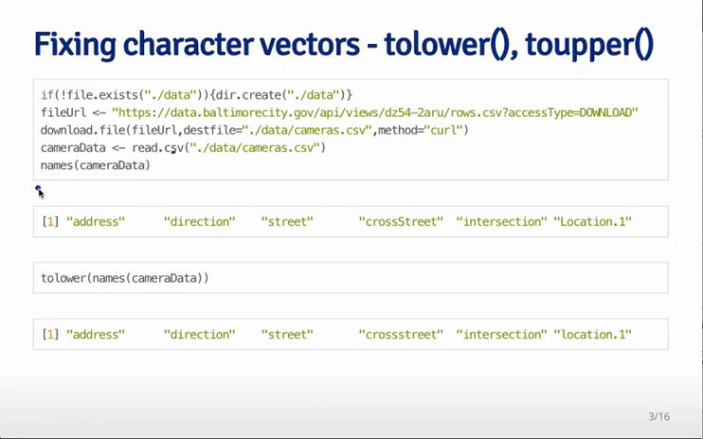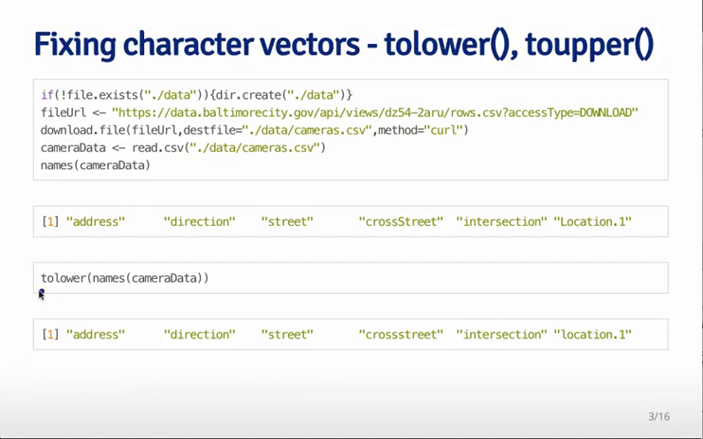And so the first thing that we can do is look at the names of this camera data. And so these are the column names. And you can see, for example, one of them is this variable cross street, and it has a capitalized S in it. This seems like not a big deal, but every time that you type that into R, you might miss that extra capital letter, and so R might give you an error. So one thing that you might want to do is make all of the letters lowercase.